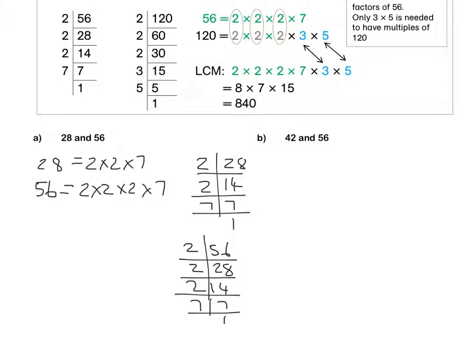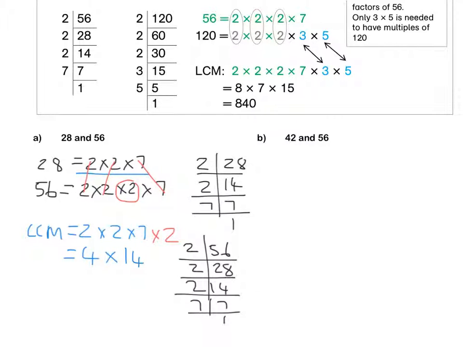Now, we are going to write out for our lowest common multiple all the factors of the smallest number. 2 times 2 times 7. Now let's check which numbers we have. We have our 2, we have another 2, and we have our 7. All that is still required to also have multiples of 56 is to times by another 2. Then 2 times 2 is 4, 7 times 2 is 14, and 14 times 4, you can check by yourself, is 56.